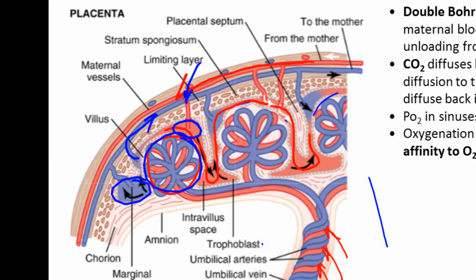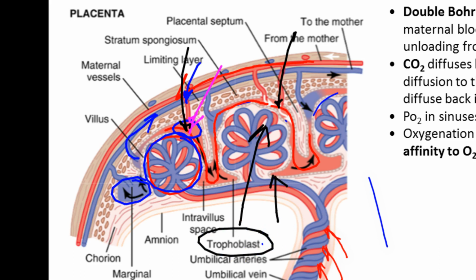Now, sinusoids. Sinusoids. No, that's a bad color. You're not going to see it. Something like dark, really dark. Sinusoid here and here. And blood vessels in the villi, they're separated by the layer of cells that we call trophoblasts. Sometimes they're also called syncytial trophoblasts.